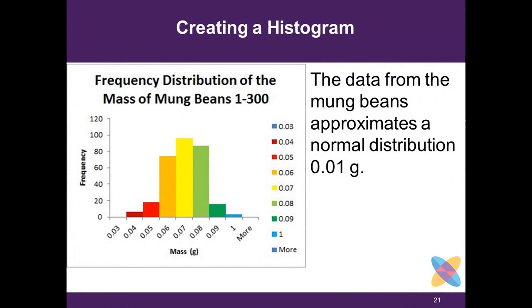So let's go back and look at those mung beans we were talking about. You can see that there are a few really heavy mung beans and a few that are really light, but the mean is between about 0.06 and 0.08. And what we get here approximates a normal distribution.